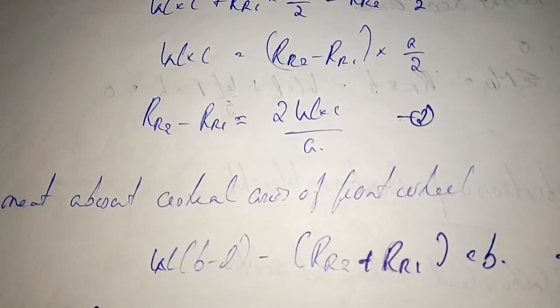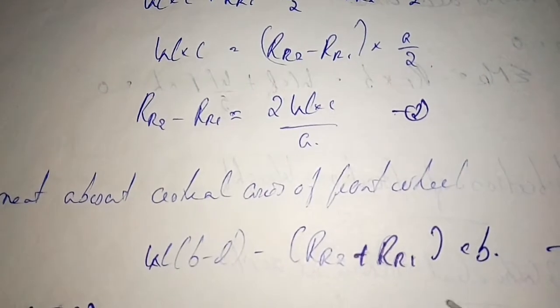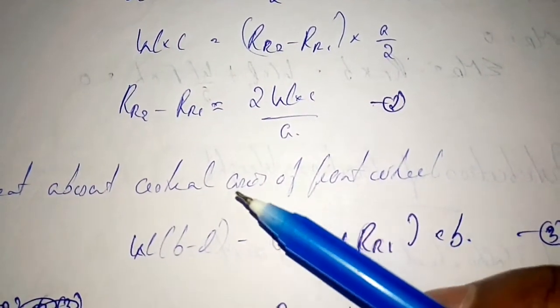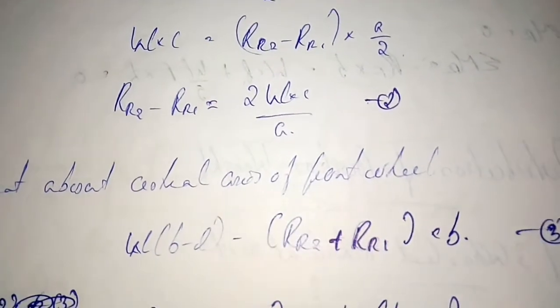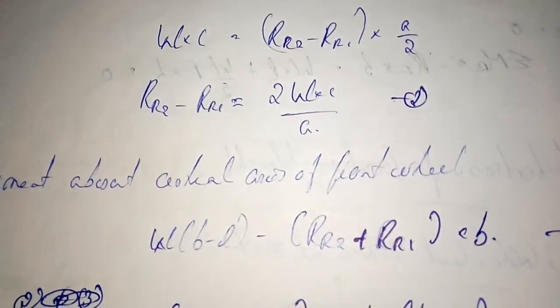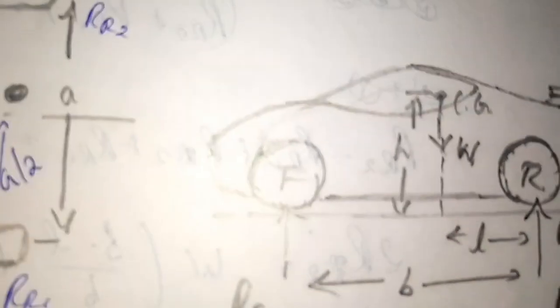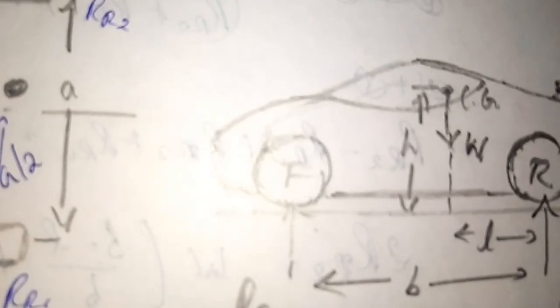And the third step, we are going to take the moment with respect to the central axis of the front wheel, which is the front axle. So we are taking moment with respect to this point. Here we are also taking clockwise moments as positive and counterclockwise as negative.